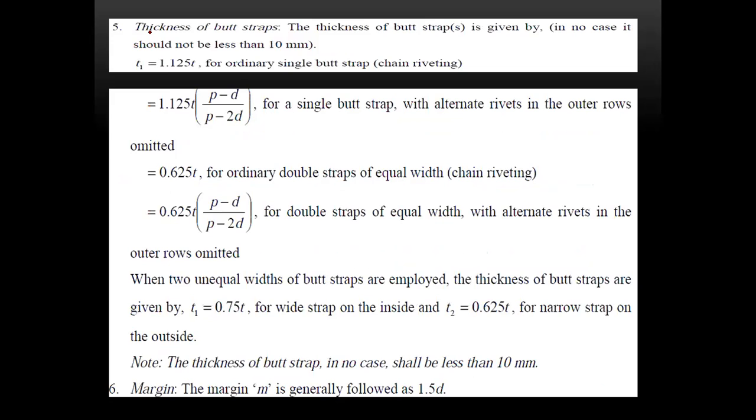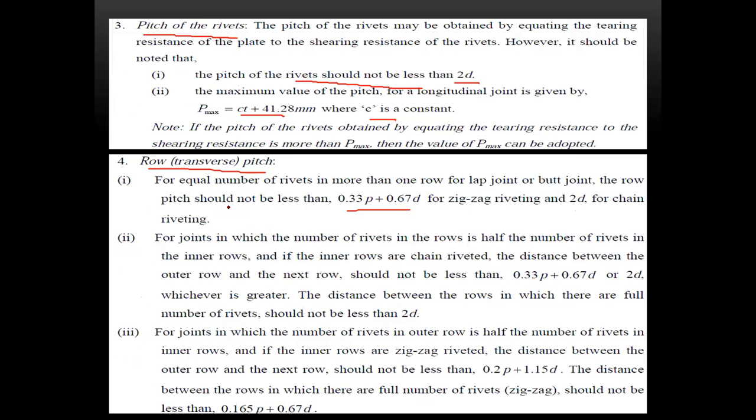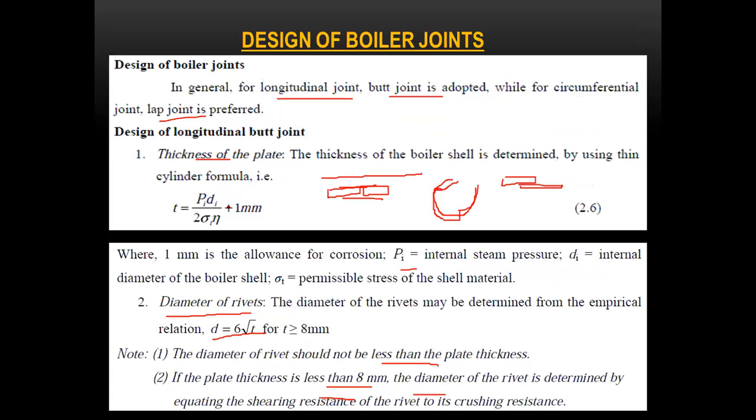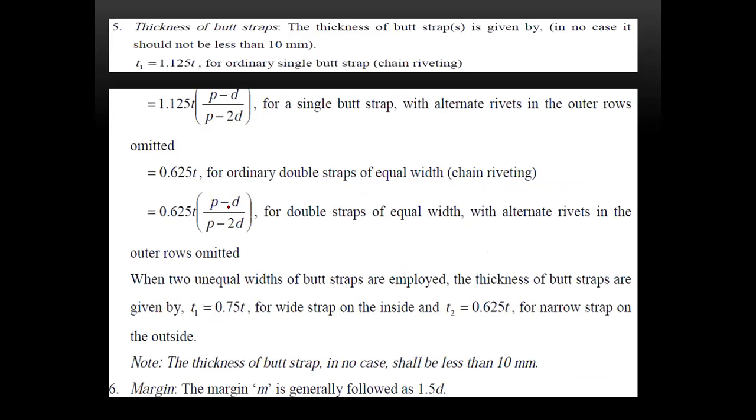Next, when you get a design of a boiler question, like design of a longitudinal butt joint, just write the thickness of the plate. If you know the formulas, write them, or else you can see the design data book and write them. Second, the diameter of the rivets. Third, the pitch of the rivets. Just say determine the pitch of the rivets, determine the diameter of the rivets, determine the thickness of the plate, determine the transverse pitch, determine the thickness of the butt straps. The thickness of the butt straps T1 is equal to 1.125 D.